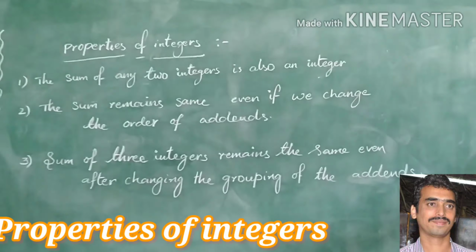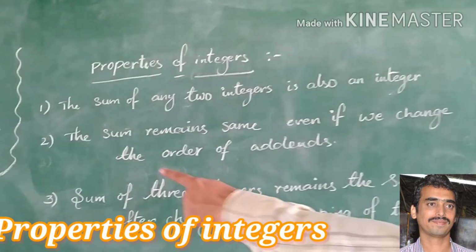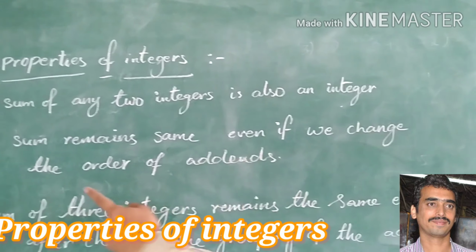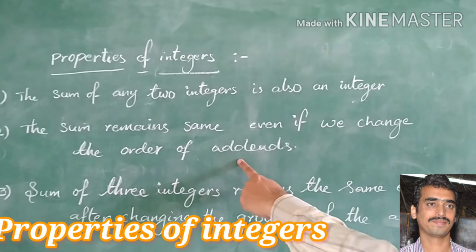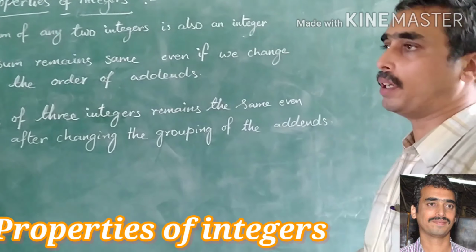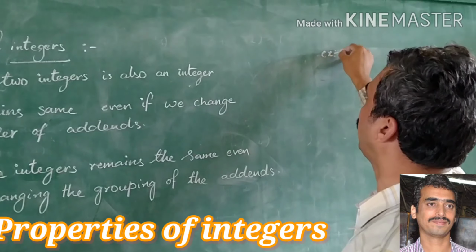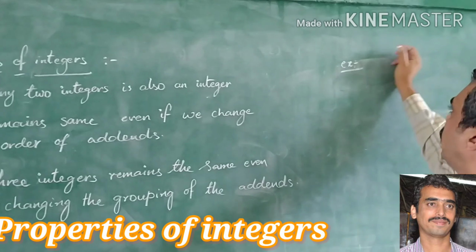Okay. Now let us see the second one. The sum remains the same even if we change the order of addends. So when you are adding two numbers, the sum remains the same. Let us see with an example. Give me any two integers.